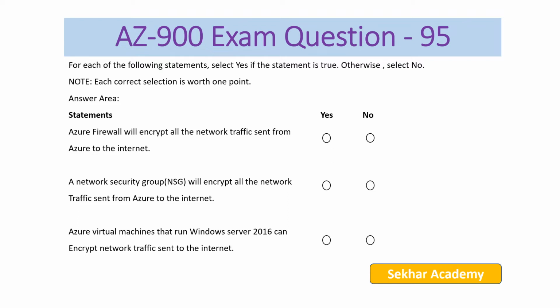Right? See, it says that Azure Firewall will encrypt all the network traffic sent from Azure to the internet. So Azure Firewall will not encrypt the network traffic, right? By using the Azure Firewall service, we can filter the network traffic, but we cannot encrypt all the network traffic that's sent from Azure to the internet. So the right answer is option no.